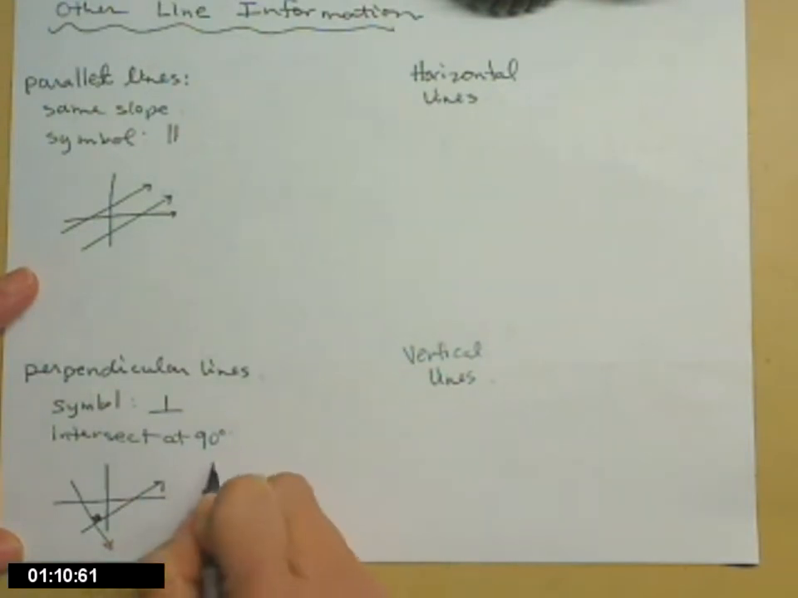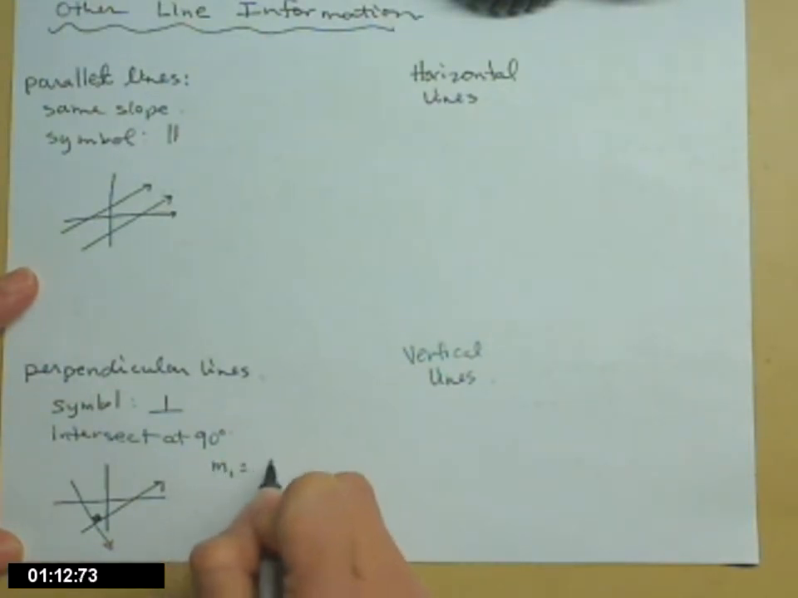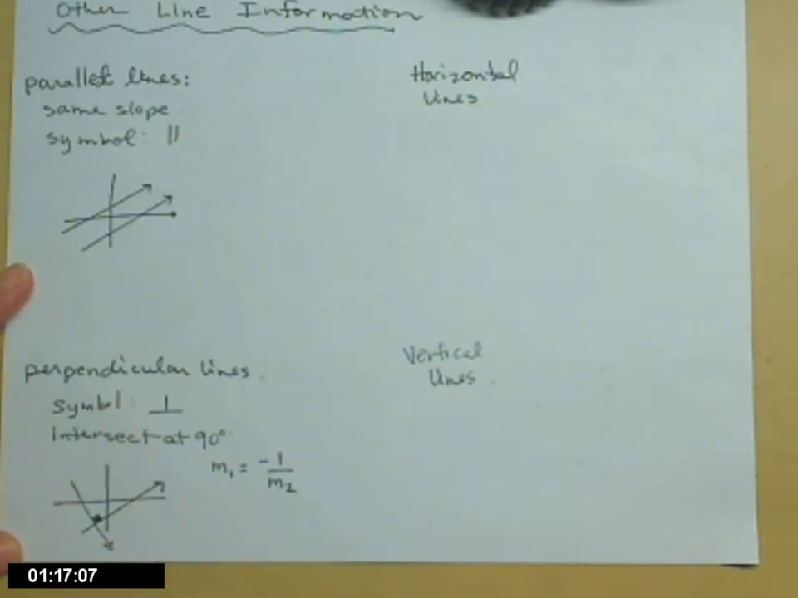And the relationship between the slopes, it's the opposite reciprocal. So if you know the slope of one line, to find the slope of a line perpendicular to it, here's what I say. Flip and change the sign.